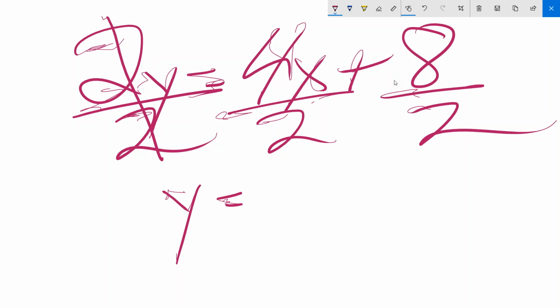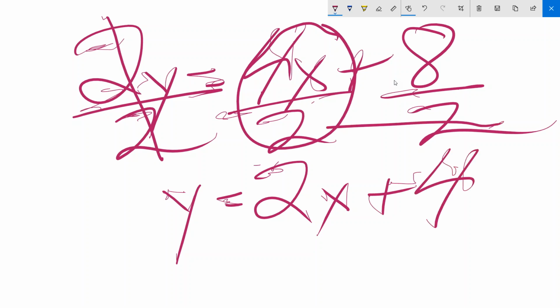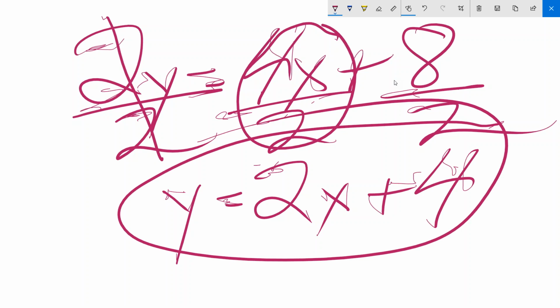What's this become? That becomes y equals 4x. No, what's 4x divided by 2 equal to? Oh, 2x. Y equals 2x plus 4. There's your equation of that line. So even though I gave it to you as 2y equal 4x plus 8, you can always solve for y. And once you solve for y, you end up in the y equal mx plus b format.